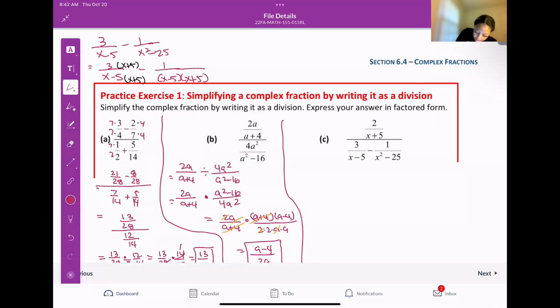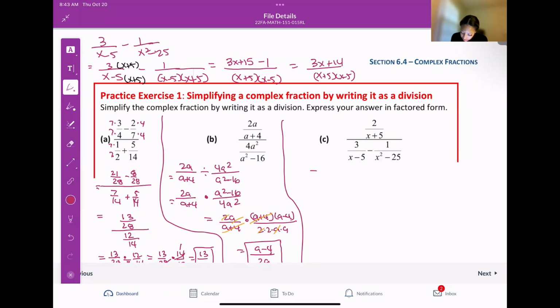Then what does that give us? We'll have 3x plus 15 minus 1, those are our numerators, over x plus 5 times x minus 5. And finally, that would be 3x plus 14 over x plus 5 times x minus 5. That's what the denominator simplifies to. So all of that is just simplifying the denominator.